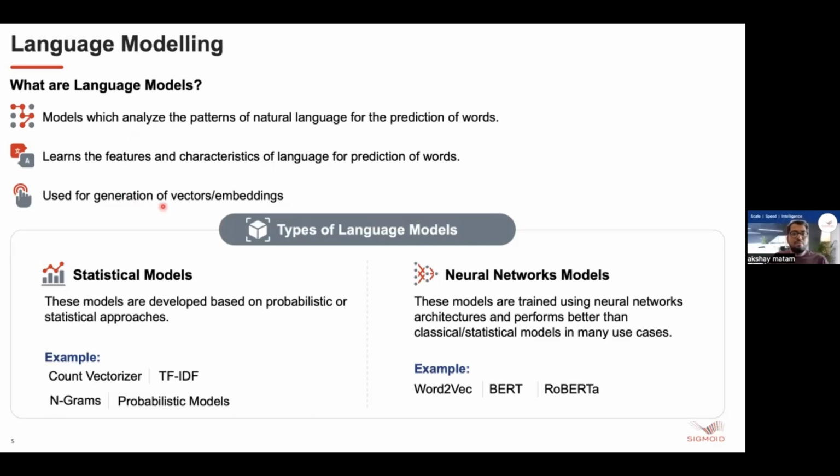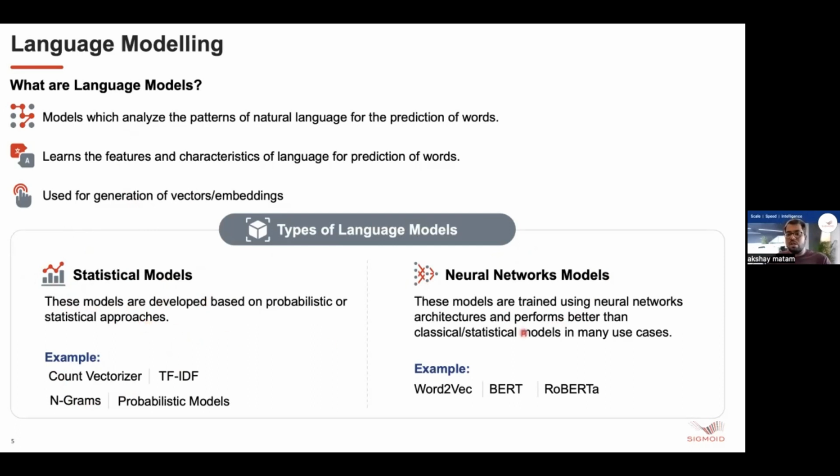What are the types of models, or how many types are there? There are broadly two types of language models which we can observe. One is statistical models and the other is neural networks models. Statistical models are those which have been developed based on classical probability or statistical approaches. Examples are count vectorizer, TF-IDF, n-grams, which we are going to discuss later in the same video.